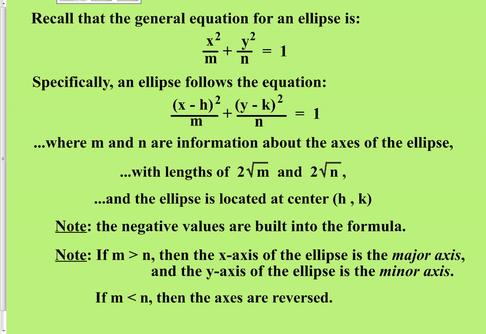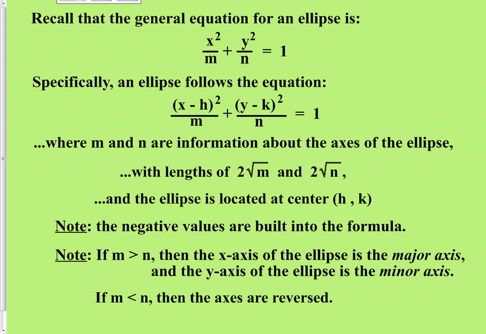The overall lengths of the major and minor axes are double the square root of those denominators. So if you take the denominator underneath x and take its square root, that is how far the edge of the ellipse is away from the center in each direction. So we double it, and that gives us the overall length. Okay, same thing underneath y. If you take the square root of the denominator underneath y, then you're going to get half of the length of the axis in the y direction.